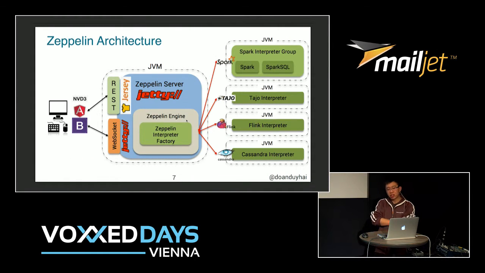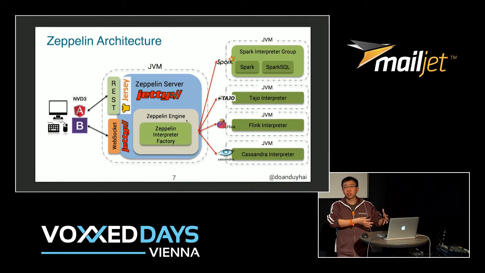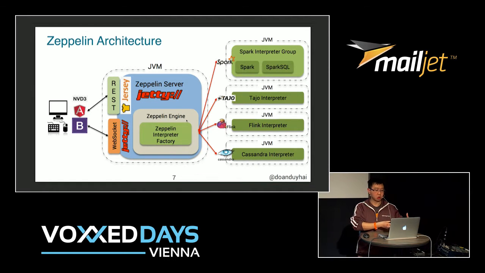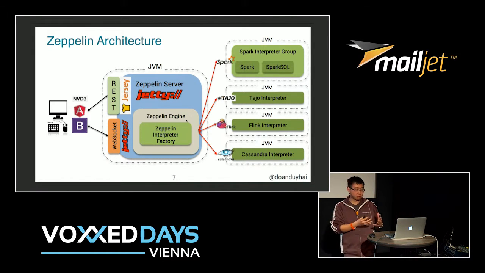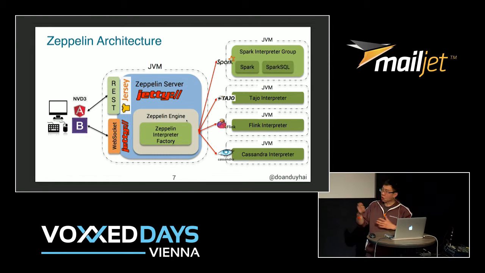In fact, the architecture is like this. On the left, you have the web frontend, which is made of AngularJS, Twitter Bootstrap, and NVD3, which is a graph library. In the middle, you have Zeppelin. Zeppelin is a web server. You have two endpoints, a REST endpoint and WebSocket for real-time updates.